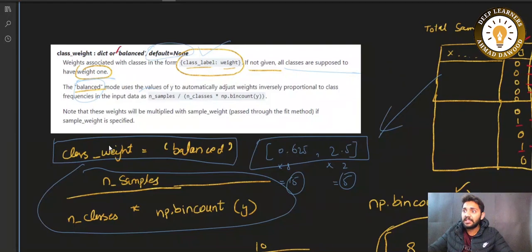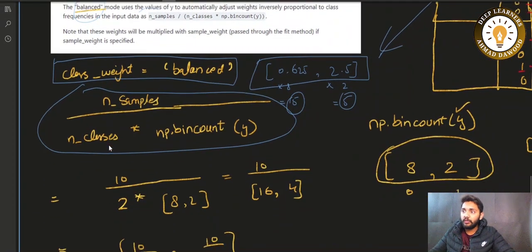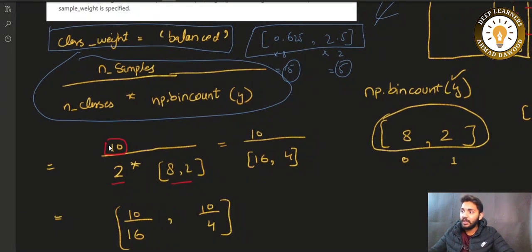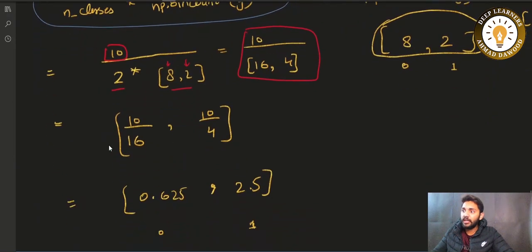If you pass the balanced value, it will use that formulation: number of samples, which in our example is 10, divided by number of classes times np.bincount. Bincount works in that way: at the 0th index is the number of samples belonging to the zero class, at the 1st index the number of samples belonging to the one class. So 8 comma 2. So here this will be 10 divided by 16 comma 4, and when you solve it you will have this.